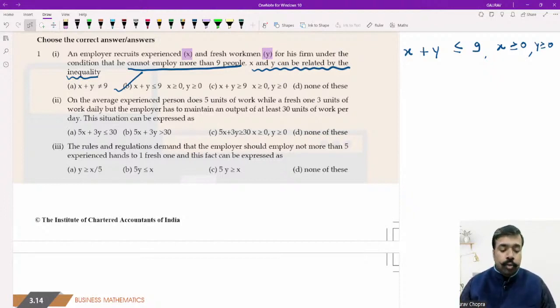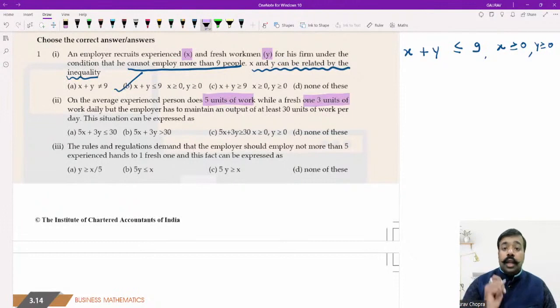Now, second part of question number 1. On an average, an experienced person does 5 units of work, while a fresh one does 3 units of work daily. But the employer has to maintain an output of at least 30 units. What is the minimum requirement? It is 30 units of work per day. So in this situation, how many workers does he have to keep, experienced or fresher?